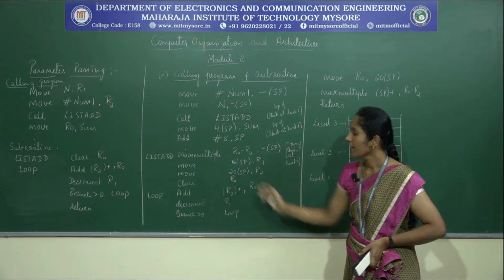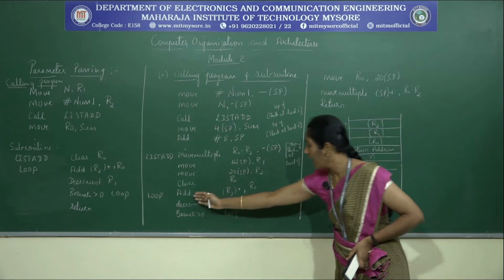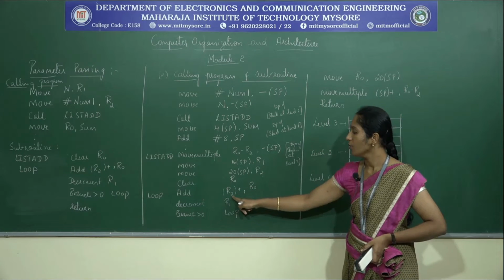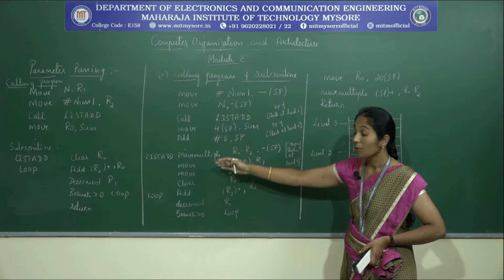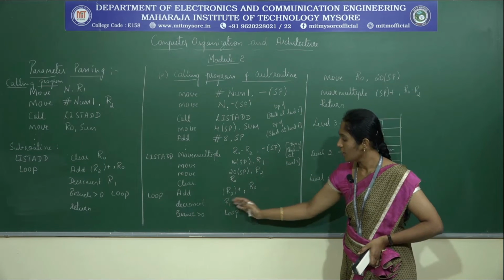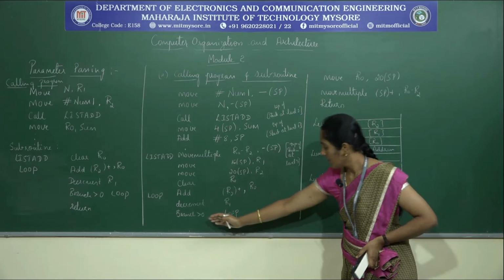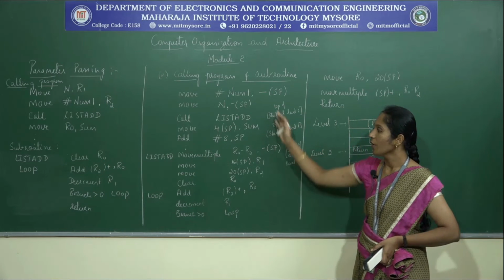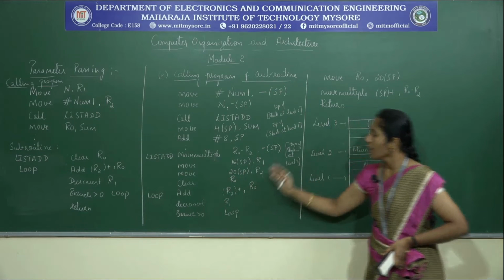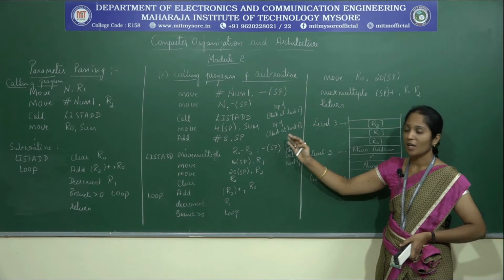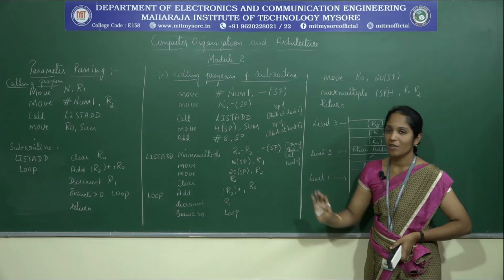Then clear R0. Then add the contents of R2 to R0, and increment R2. Then decrement R1, branch greater than 0, loop. This is how the instructions will perform the addition of n numbers, similar to the previous case.